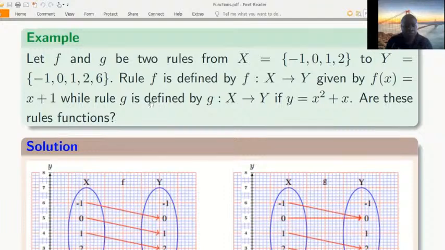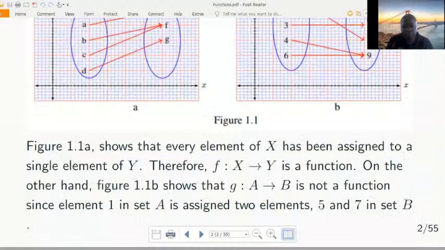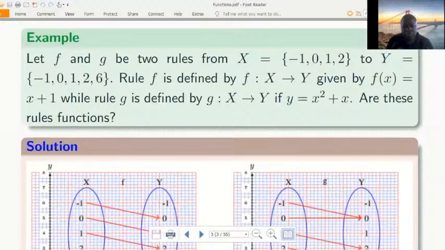So before we answer that question, it's important for us to know what the question wants us to do. Let me just first of all explain to you what those rules mean.